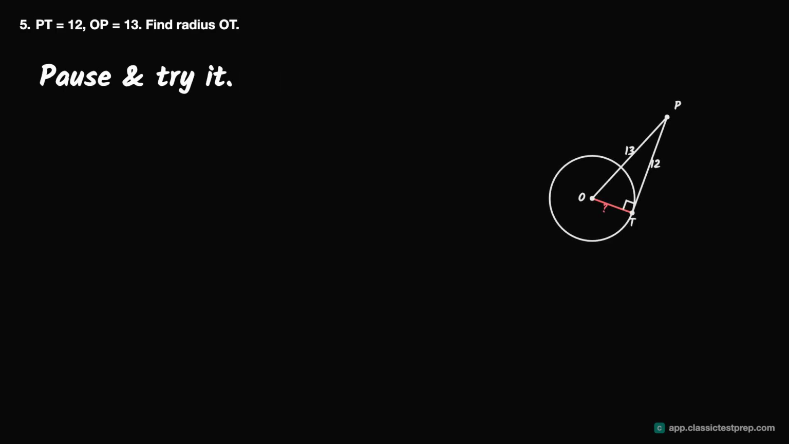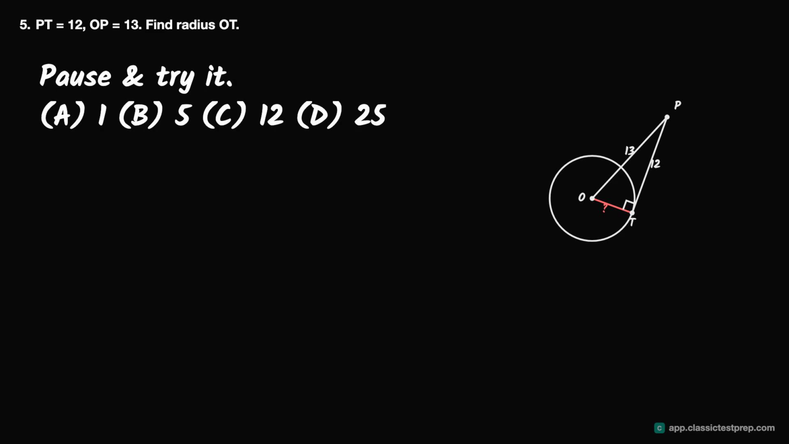So here's a real question. A line is tangent to a circle at point T. From external point P, the distance PT is 12. The distance OP from the center O to P is 13. What is the length of the radius OT? The choices are A, 1; B, 5; C, 12; and D, 25.